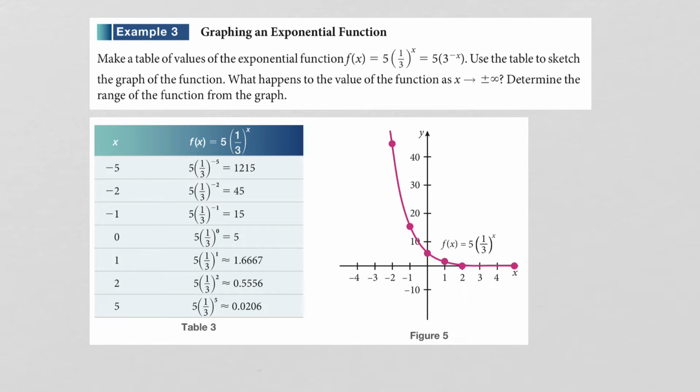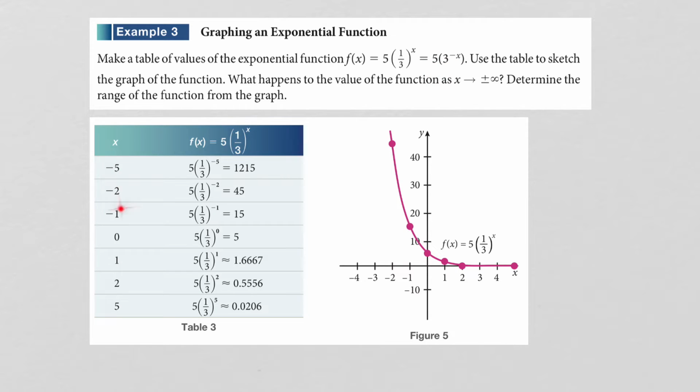So here's an example graphing the function f of x equals 5 times 1/3 to the x power. So here is our constant c, which is 5. Notice that that is positive. And our base is 1/3, so that is a number in between 0 and 1. You can also express this as 5 times 3 to the negative x power.